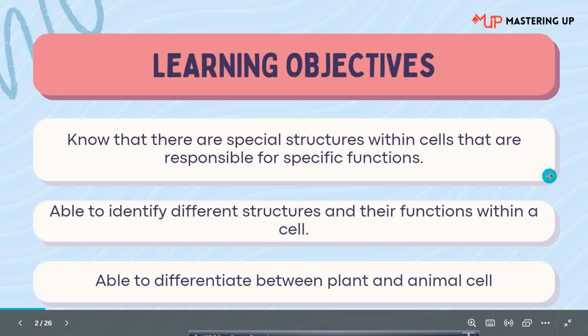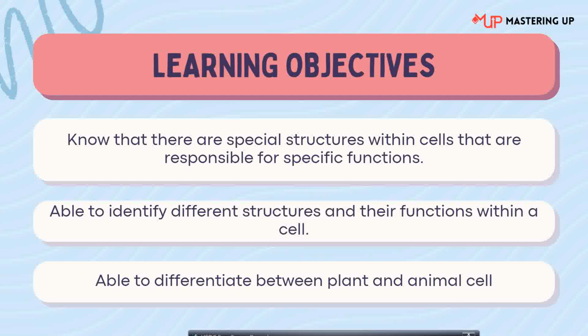So what are the learning objectives of this particular part? Here we will learn that there are special structures within cells that are responsible for specific functions, be able to identify different structures and their functions within a cell, and be able to differentiate between plant and animal cells.